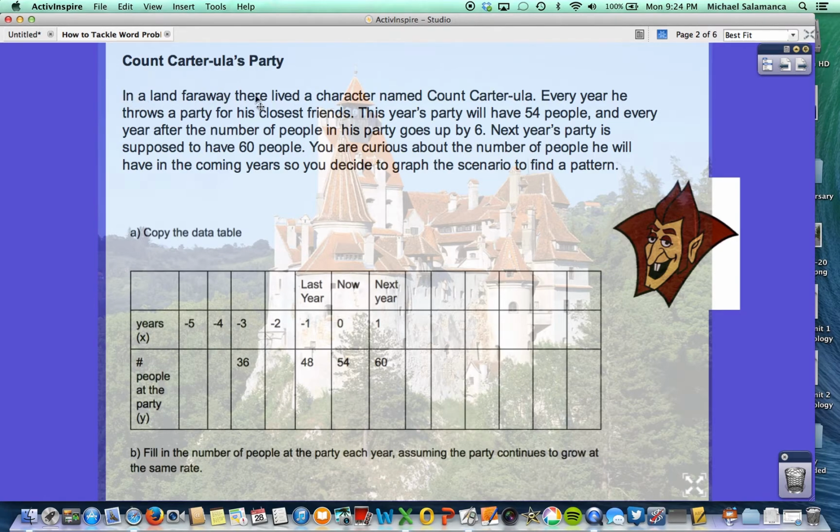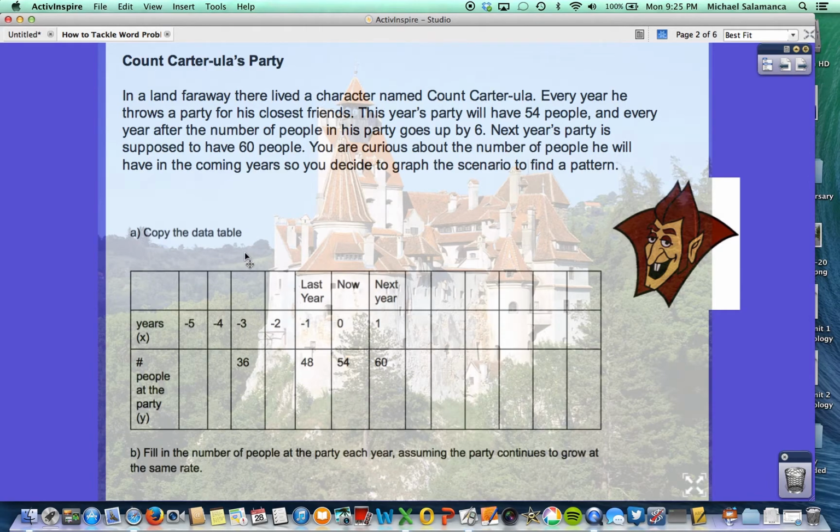In a land far away there lived a character named Count Carterula. Every year he throws a party for his closest friends. This year's party will have 54 people, and every year after the number of people in his party goes up by 6. Next year's party is supposed to have 60 people. You are curious about the number of people that he will have in the coming years, so you decide to graph the scenario to find a pattern.